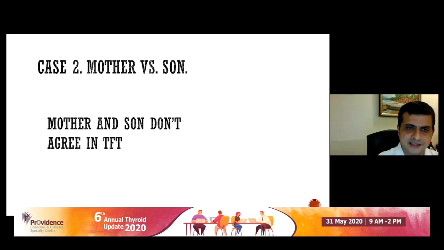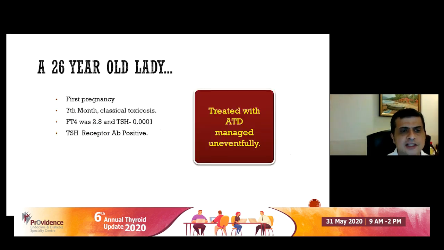Now I come to the next case, which is a very unique case I saw many years back. I call this case "the mother and son do not agree in thyroid function test." This is a 26-year-old lady in her first pregnancy. She presented in the 7th month. She had classical features of thyrotoxicosis. The free T4 was high, 2.8. The TSH was low, and the TSH receptor antibodies were positive, suggesting that it is Graves' disease. Well, she was treated with anti-thyroid drugs and managed uneventfully.